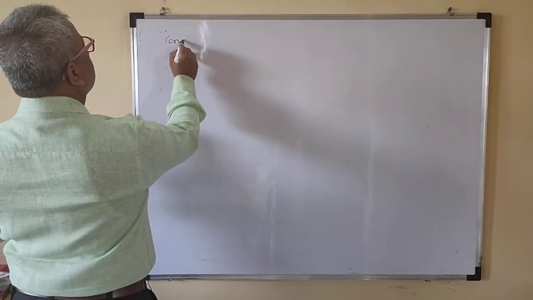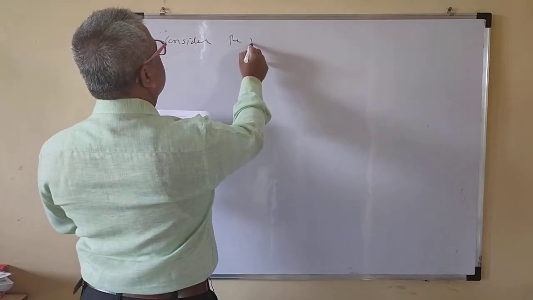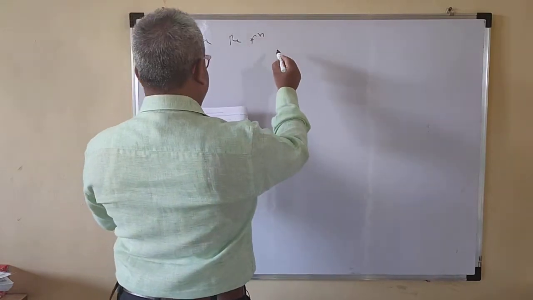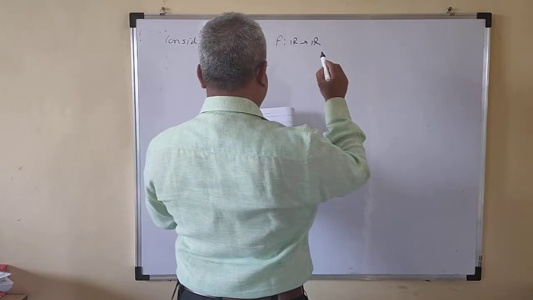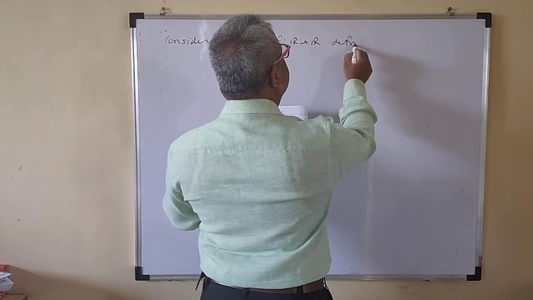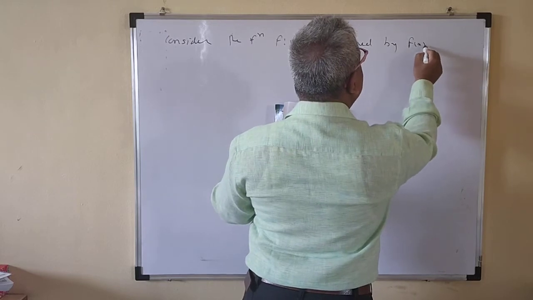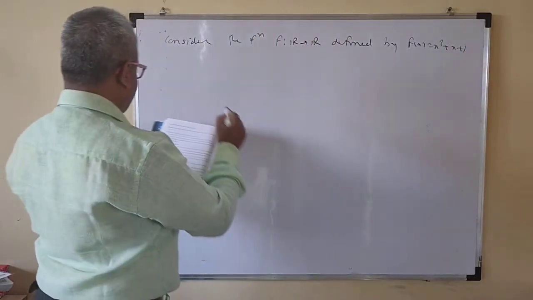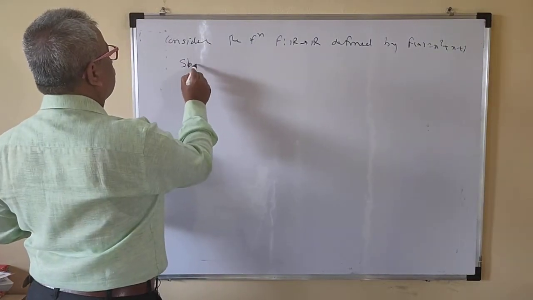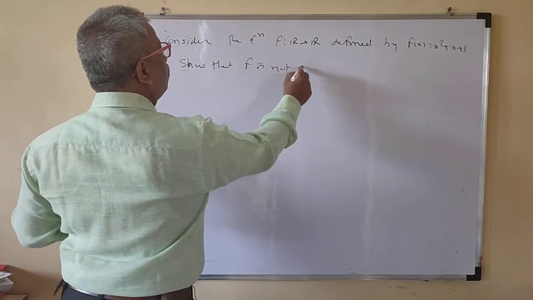Consider the next example. Consider the function f from R to R defined by f of x is equal to x square plus x plus 1. Show that f is not onto.